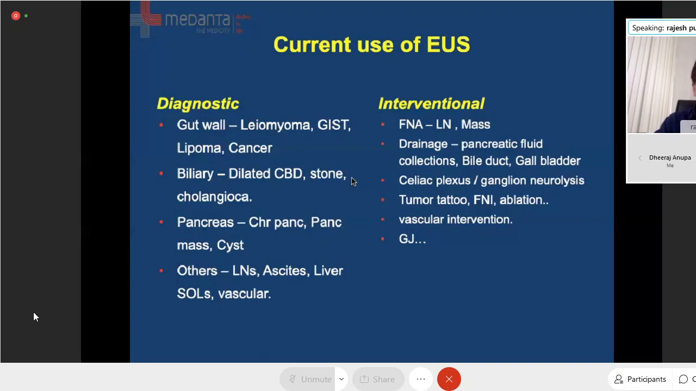When we talk about interventional EUS, FNA is the most important use of endoscopic ultrasound. Now we are not only doing FNA, we can give histology also. Drainage of pancreatic fluid collection, drainage of the bile duct in failed ERCP, drainage of the gallbladder or drainage of the pancreatic duct is possible. Also celiac plexus neurolysis in advanced cancer, tumor tattoos, fine needle injection, ablations, vascular intervention, and gastrojejunostomy. So you take any number.